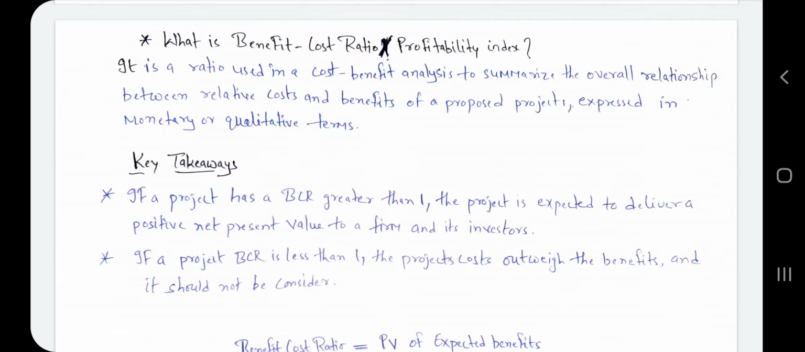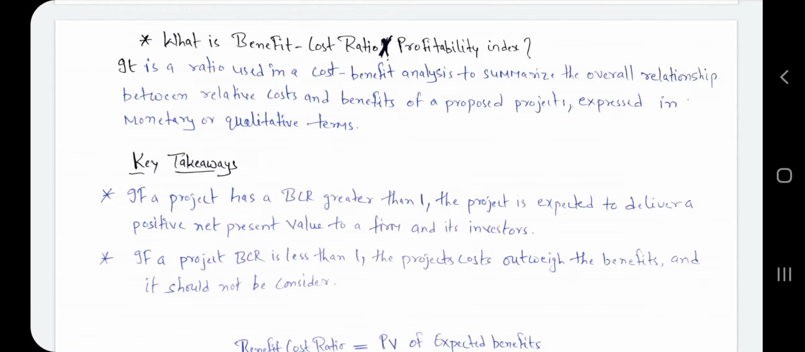The cash outflow is today's investment, how much money you invest today, and cash inflow is the return you get from that money after 1 year, 2 years or 3 years. So let's see the definition of this. It is a ratio used in a cost benefit analysis to summarize the overall relationship between relative cost and benefits of a proposed project, expressed in monetary or qualitative terms.